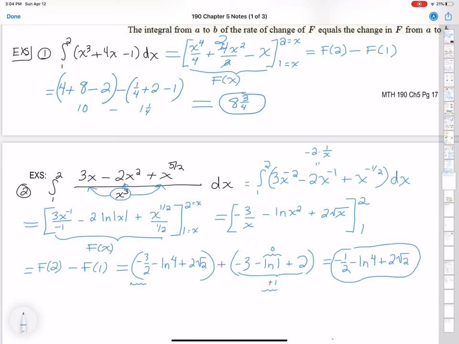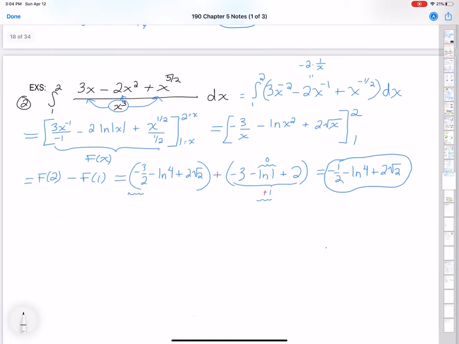Or you could go to some sort of decimal approximation, but you need to be cautious if you're not asked for decimals. Most of the time we'll default to some sort of exact form like that. Okay, let's look at another example. So that was number 2, I guess. Let's look at another one here.